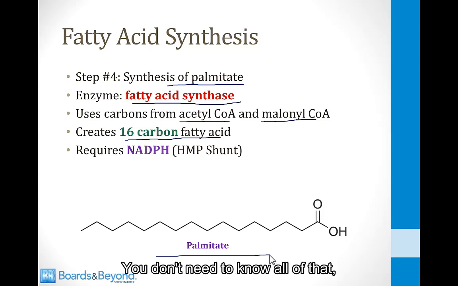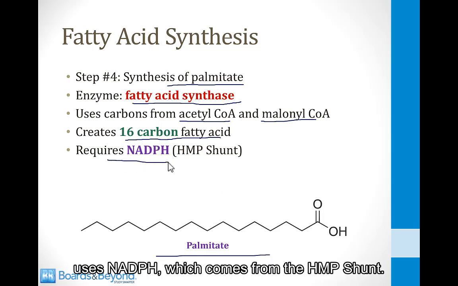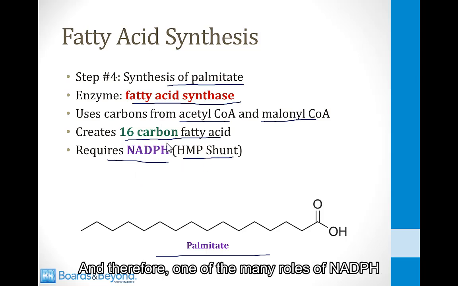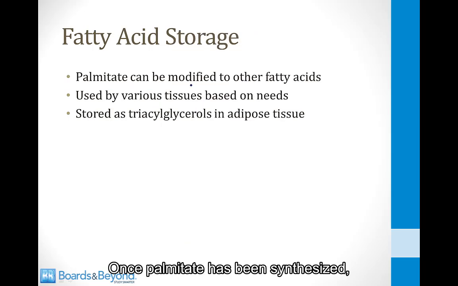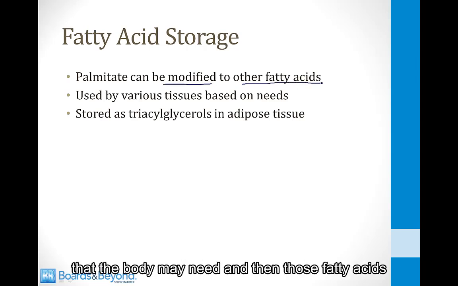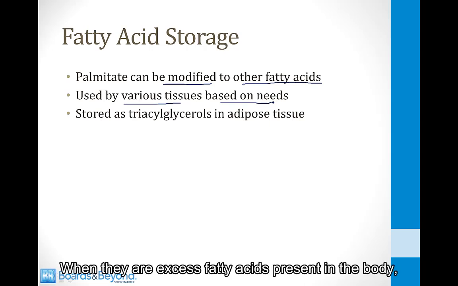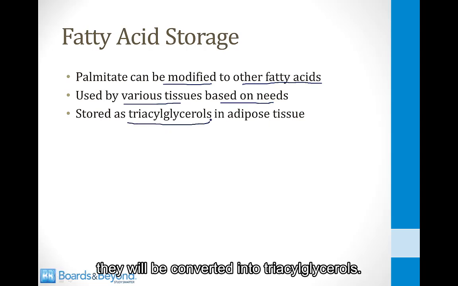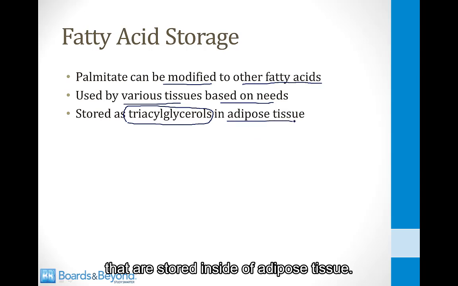You don't need to know all of that, but what you should be aware of is that fatty acid synthase uses NADPH, which comes from the HMP shunt, and therefore one of the many roles of NADPH is to assist in fatty acid synthesis. Once palmitate has been synthesized, it can be modified to create other fatty acids that the body may need, and then those fatty acids can be used by tissues based on their individual needs. When there are excess fatty acids present in the body, they will be converted into triacylglycerols, and triacylglycerols are the molecules that are stored inside of adipose tissue.